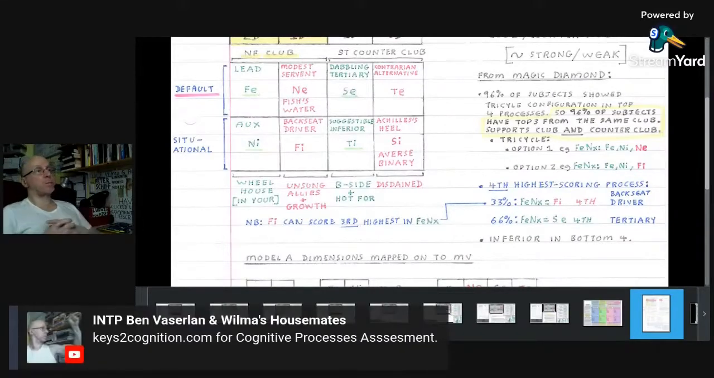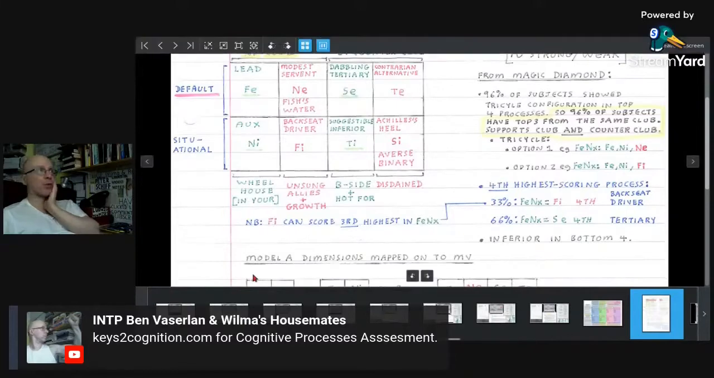So for that, 96% of people had FE first, then NI and NE, or FE, NI, or FI. So 3 of the top. Out of those 3 functions, 96% of people had an NF. 96% of ENFJs had an NF function in their top 3. That shows that the club functions are highly relevant.